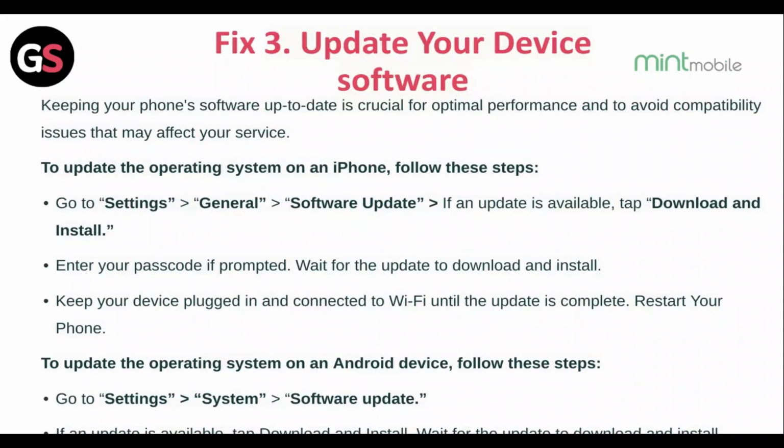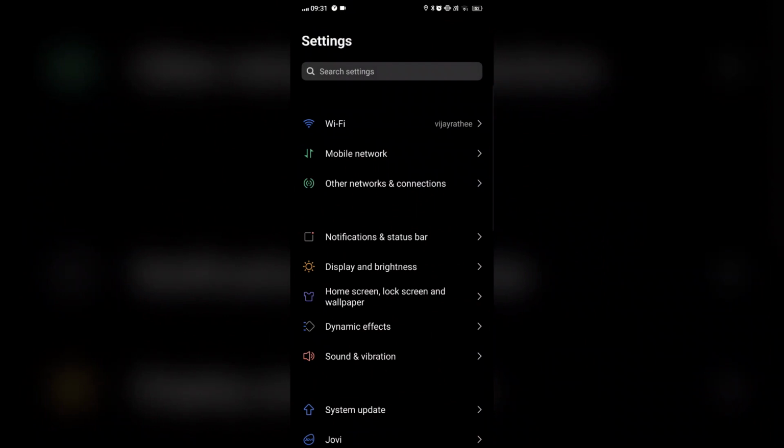Fix 3. Update your device software. Keeping your phone software up to date is crucial for optimal performance and to avoid compatibility issues that may affect your service. To update the operating system on an iPhone, follow these steps. Go to Settings, then General, then Software Update. If an update is available, tap Download and Install. Enter your passcode if prompted. Wait for the update to download and install. Keep your device plugged in and connected to Wi-Fi until the update is complete. Restart your phone.